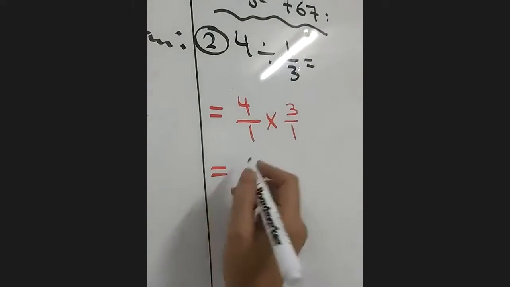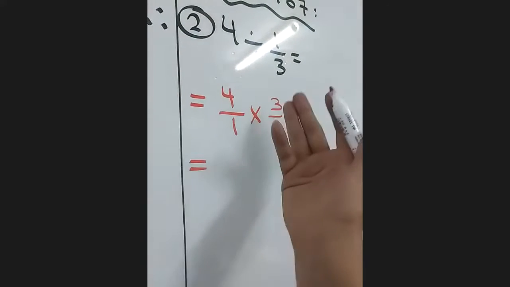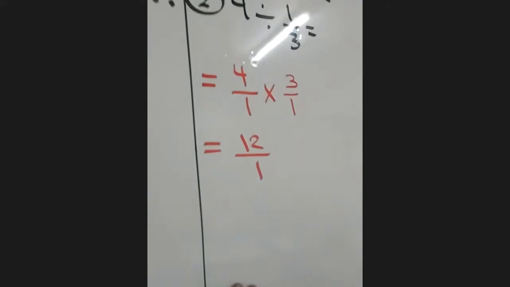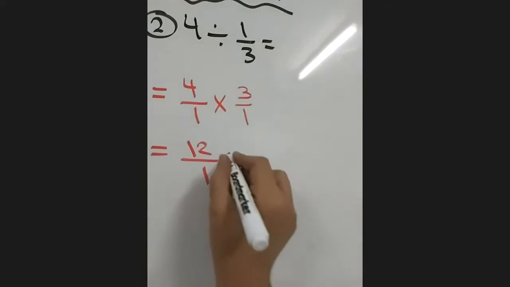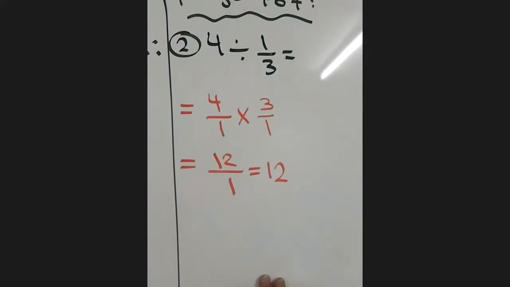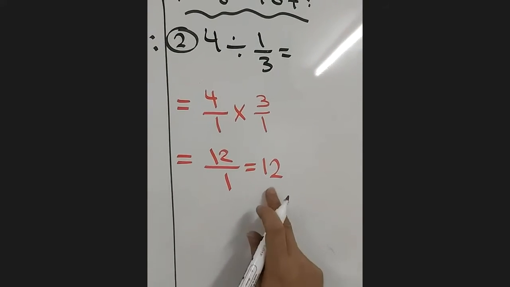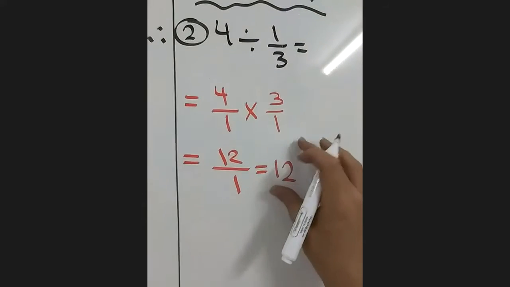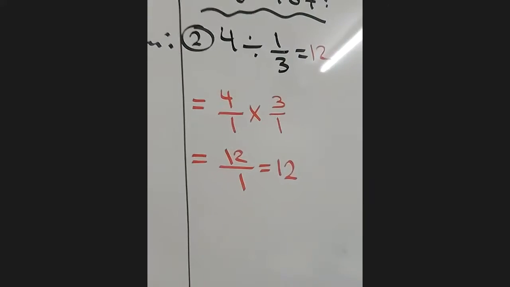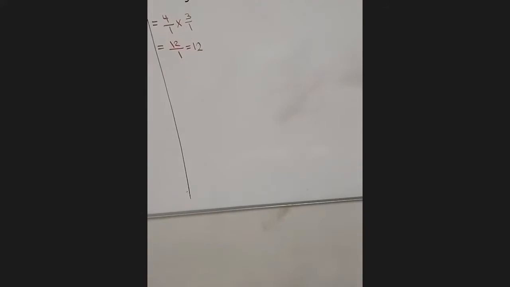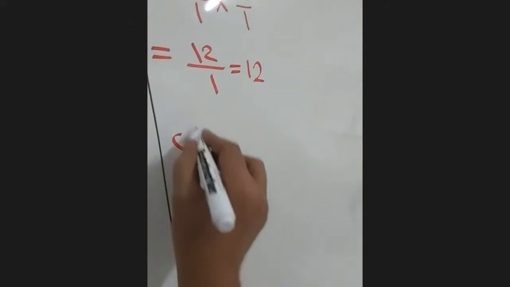Now, next, we do normal multiplication. 4 multiply 3, 12. And 1 multiply 1, 1. A 12 divided by 1 is a 12. Now, the answer is a 12. Stop. The question wants us to check. Down, they put check for you, right?